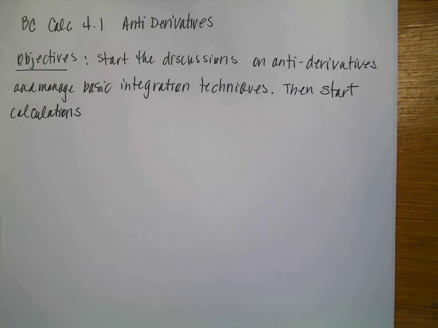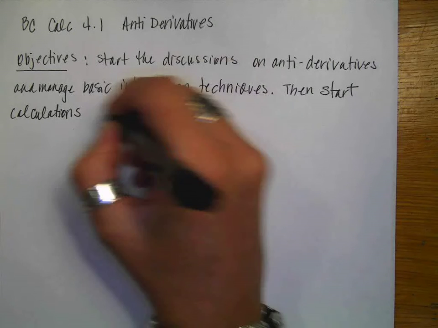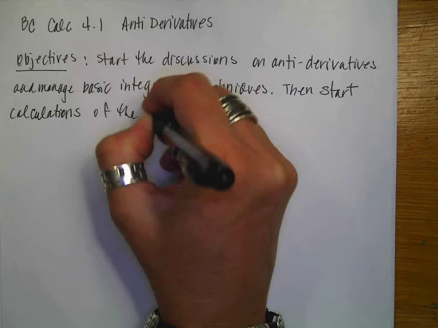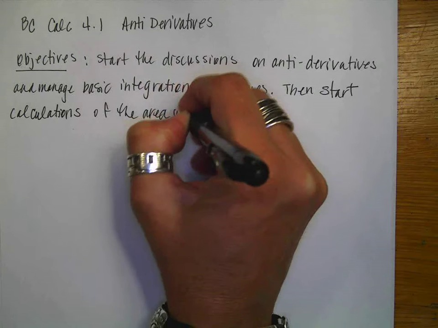Hello, math humans. We're going to do 4.1 today. We're going to be talking about antiderivatives. Our objectives are that we're going to start the discussions on antiderivatives, and then we're going to manage some basic integration techniques. And then we're going to start calculations of the area under a curve.